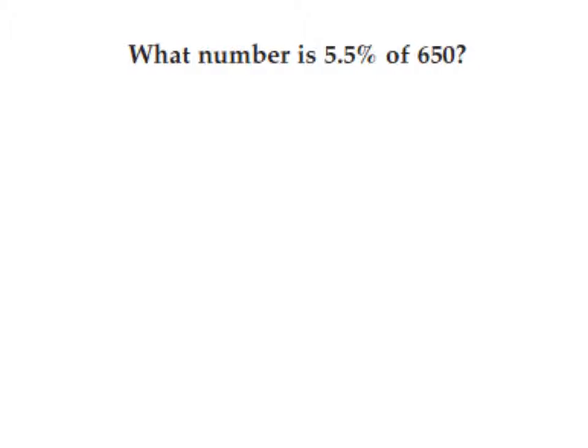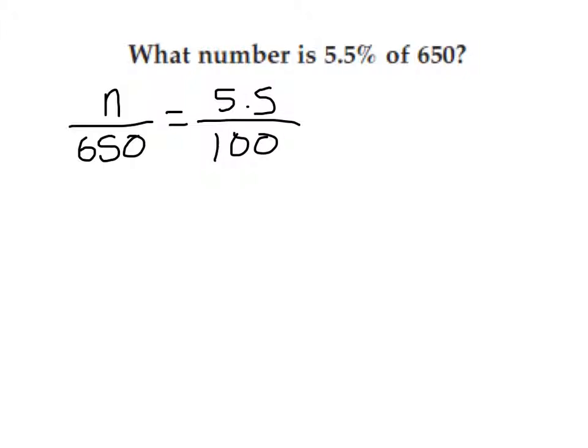All right, let's look at this problem. What number is 5.5% of 650? All right, remember in the formula, what number is, so that means we don't know what the part is. 5.5% of 650. That means 650 is the base that goes on the bottom. We'll come back and build the other side. We now know in this slide that we have 5.5%. Go ahead and write 5.5. Drop the percent sign. And remember, we always put percents over 100.